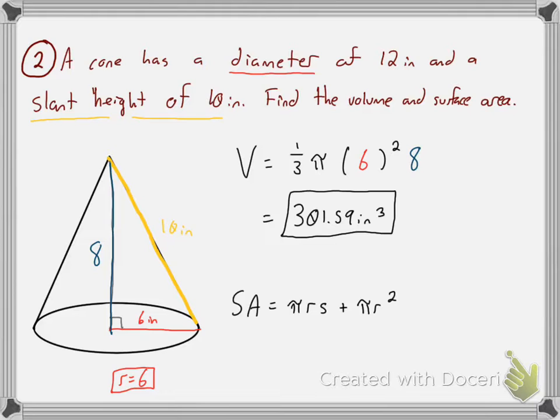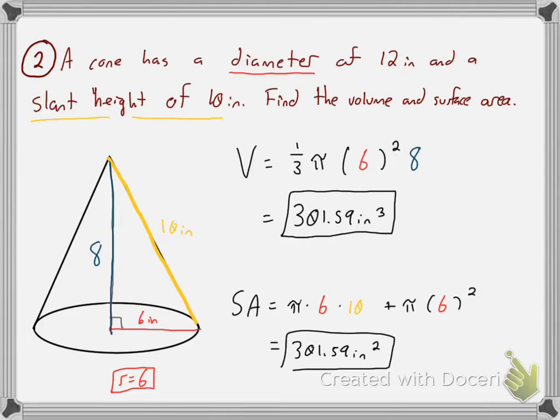So now, let's plug in to find surface area. I'm just going to leave my diagram up, which is kind of nice once you get to this point, is I have my radius, I have my height, and I have my slant height. So I have all of my information that I would need to find volume or surface area. So here, I need my radius and slant height. So I'm going to plug those in. And when I put those all together, I get, coincidentally, the same thing.